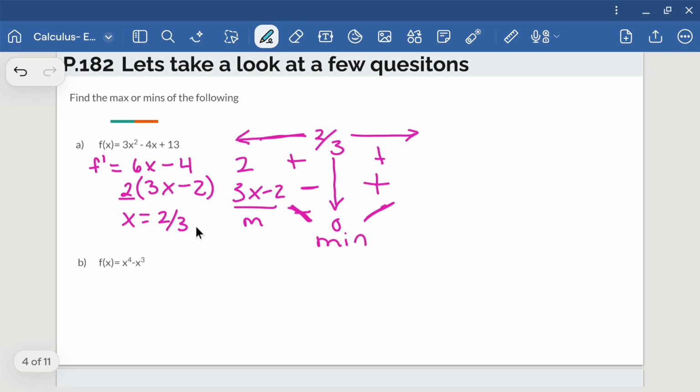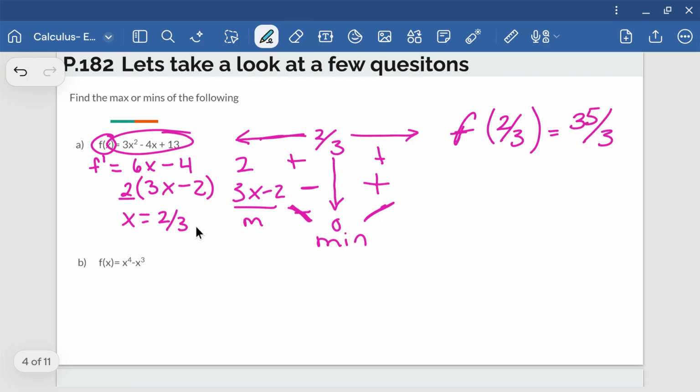And then if we wanted to know what y equals at that point, you just plug it back into your first equation. So find f of 2/3. Plug it in for x all the way through that first f of x equation. And we'll leave this as a fraction. You get 35/3.